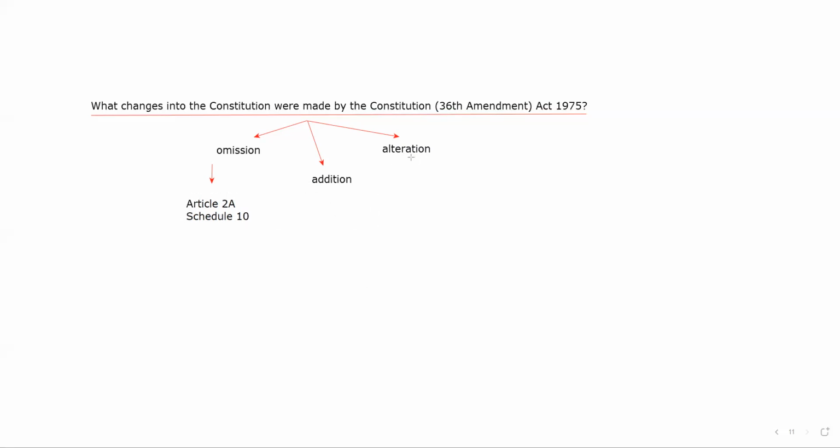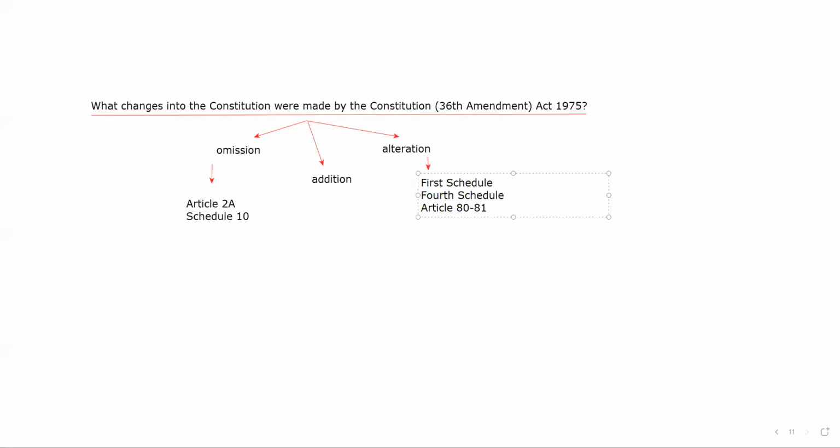What alterations were made? First of all, let me go to the alteration. One alteration is the First Schedule, because the name of Sikkim was to be added there. The second thing was the Fourth Schedule for the Rajya Sabha seats, which was also changed. And the third thing was Articles 80 and 81, which were altered. Why altered?